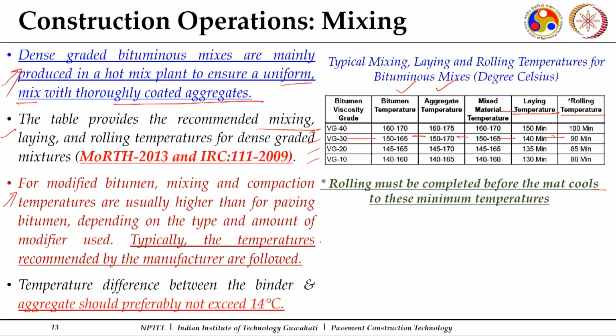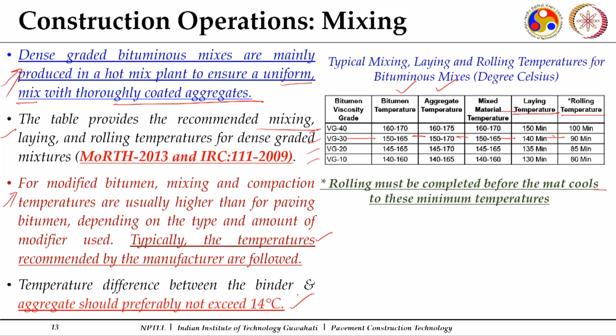So, either we need to determine those mixing and compaction temperatures, and there are different methodologies to estimate them. The other way around is to use the recommendations given by the manufacturer, the bitumen modification plant people who give you those recommended temperatures. They are used in the field because, with experience with those kinds of modified binders, these recommendations are very useful. So, typically the temperatures recommended by manufacturers are followed in case of modified binders.